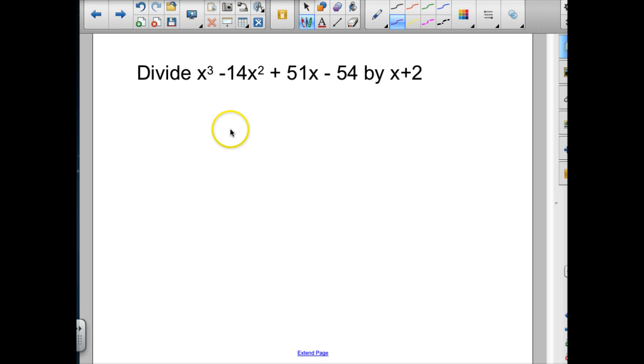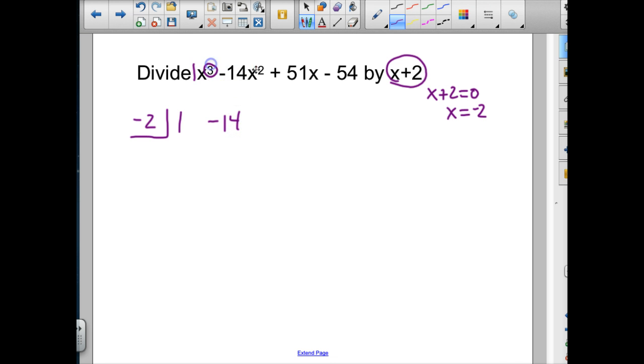Here's how synthetic division works. Solve this for x. So if you subtract 2 on both sides, you get negative 2. Negative 2 is what you're dividing by. And then we're just going to write down the coefficients. The coefficients are the numbers in front of each variable. 1x to the third, so we just write 1. Negative 14x squared, so we write negative 14.